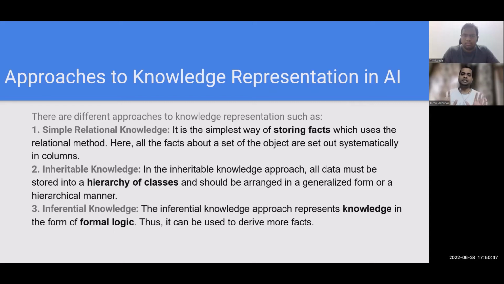So the table is like a repository. You have all the information there. All you have to do is perform certain operations to deduce from the table. So that's simple relational knowledge.